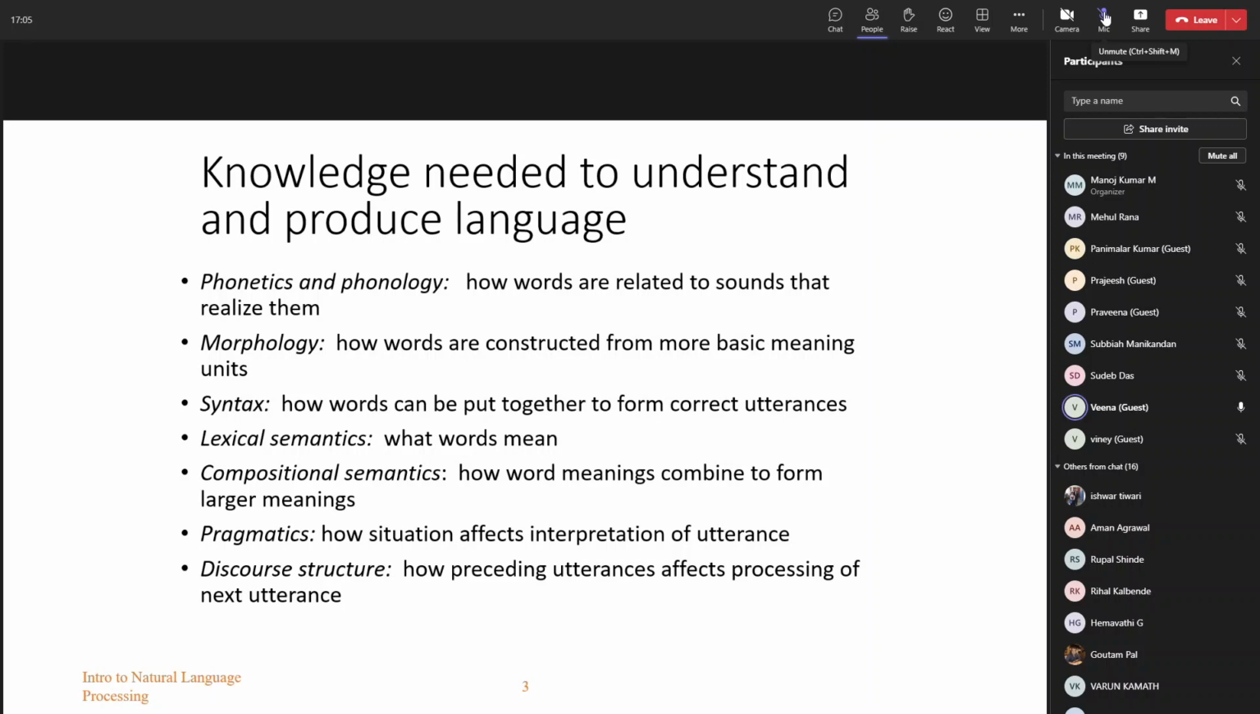To understand and produce a language, these are some of the features which we need. One is phonetics, like how that word sounds. If the word is cat, that phonetic wording is there, right? That is very important in natural language processing because it is recognizing speech. To recognize speech, it has to know the phonetics.